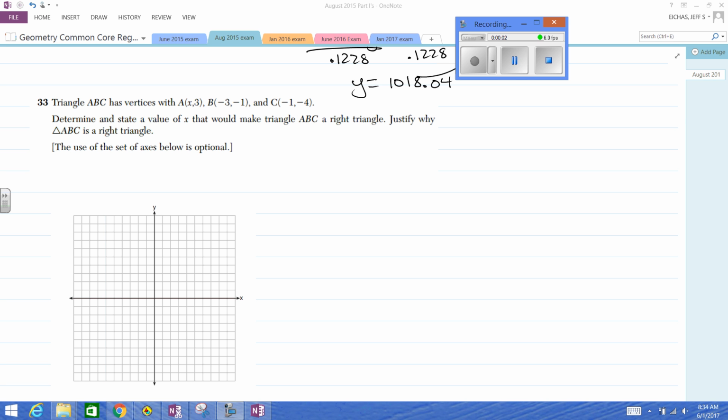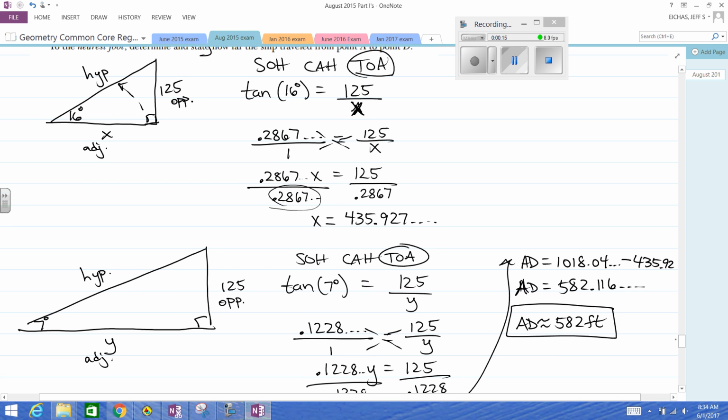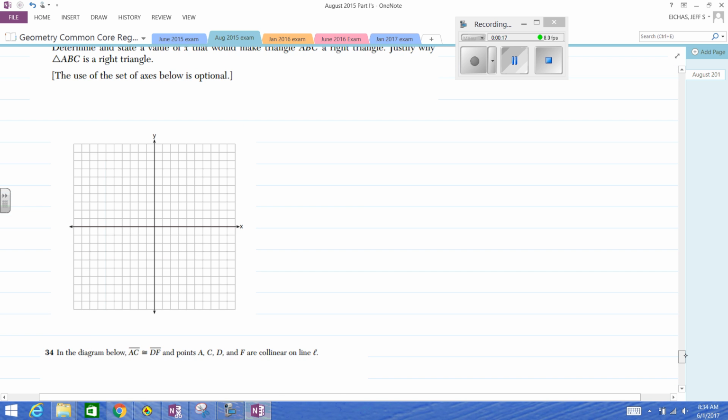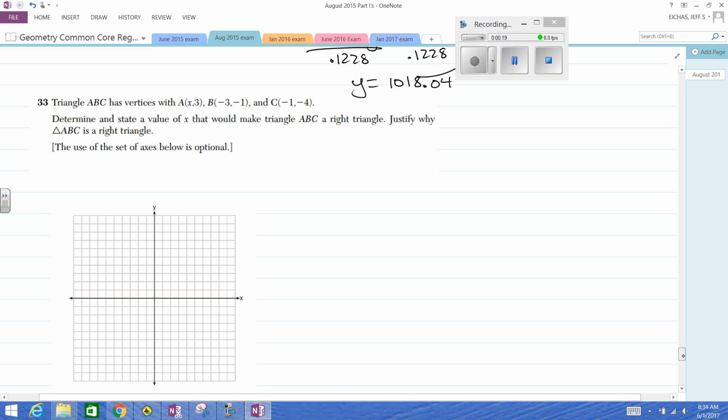So we'll finish... what is this one? August 2015 exam, Common Core Geometry, and we kick it off right here with what could be a pretty tricky problem. What we'll do is start by graphing the coordinates we do have. So B is at -3, -1, and we have C at -1, -4.